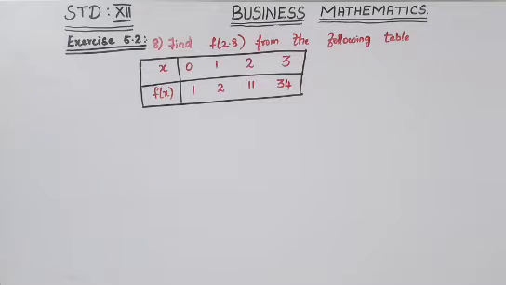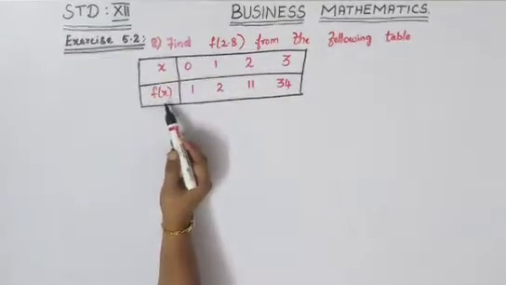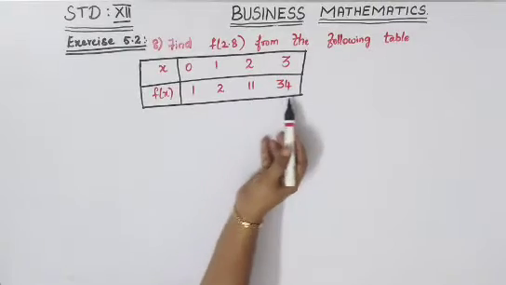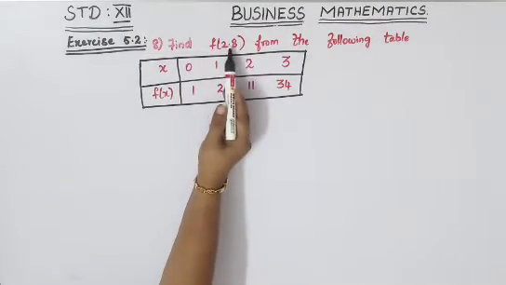Standard 12th Business Mathematics Exercise 5.2, 8th question. Find f of 2.8 from the following table. X is given as 0, 1, 2, 3 and f of x is 1, 2, 11 and 34. And they have asked you f of 2.8, that is f of x. So in the place of x you will have to replace 2.8.